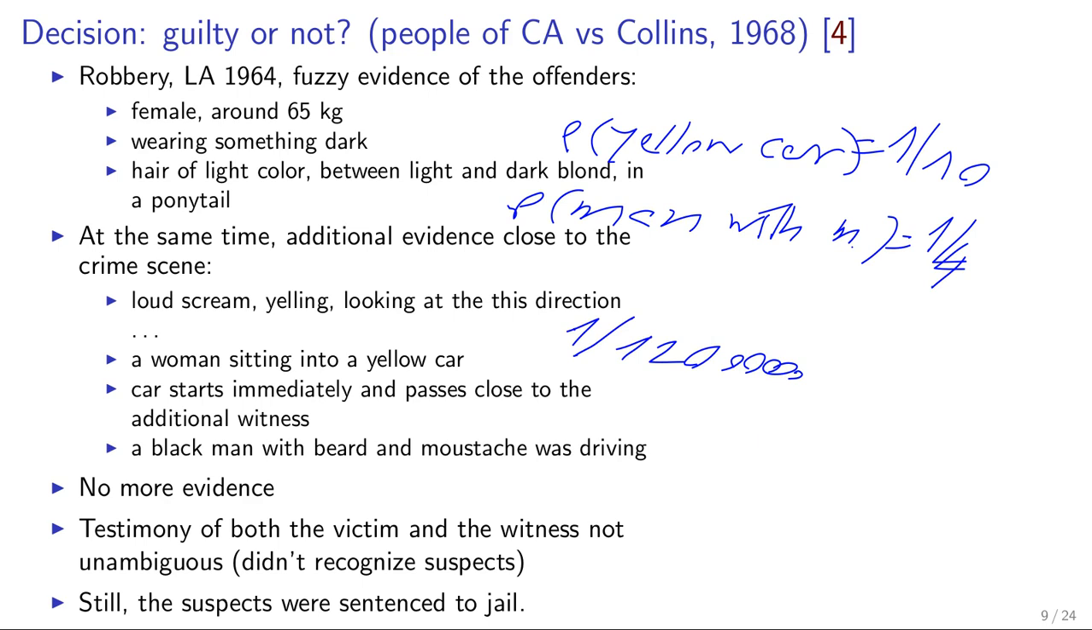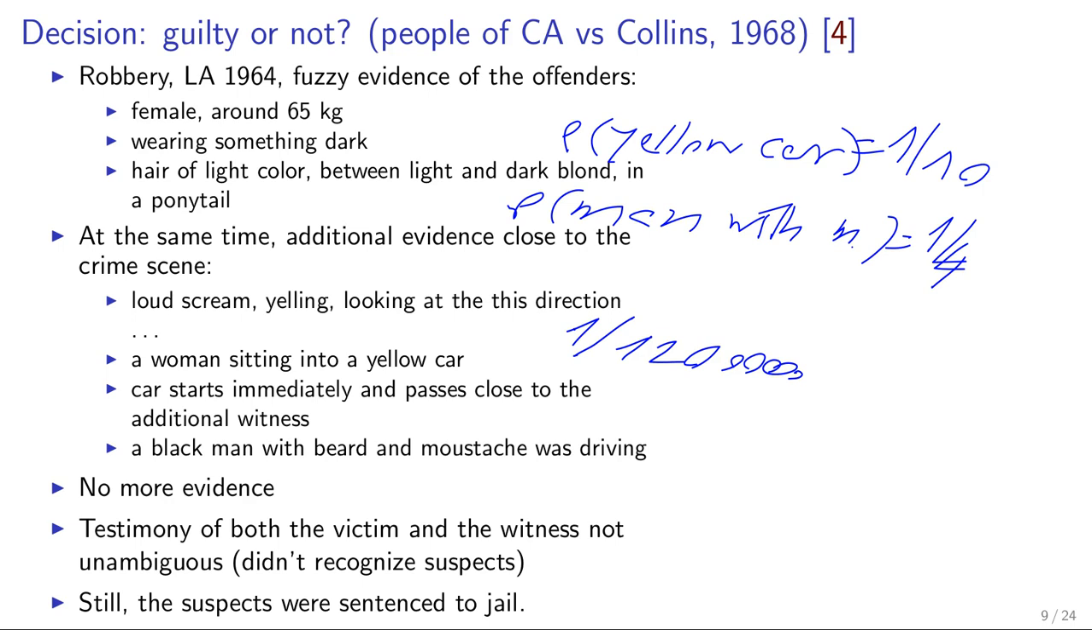And then they basically sentenced them to prison because they said, well, this cannot be. We have these two people, they are suspicious, and the probability that we find another couple that has exactly the same characteristics is so big that it has to be them.